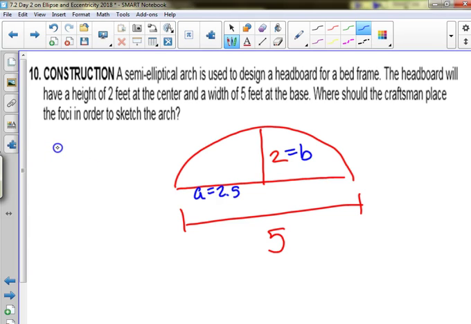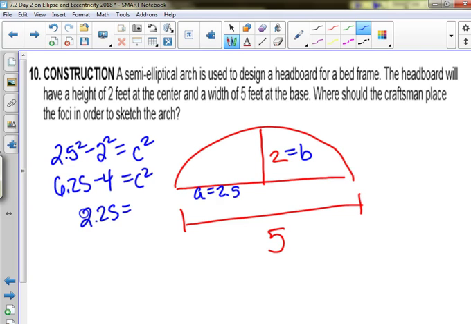So A squared minus B squared equals C squared. This is 6.25 minus 4. Did I do that right? Is it 2.25, which is 1.5? That's kind of scary that I could do that. So what did he do? He found the center, and then he's going to measure what? 1.5 feet out each way, and he's going to nail a string and draw his ellipse, half of an ellipse.